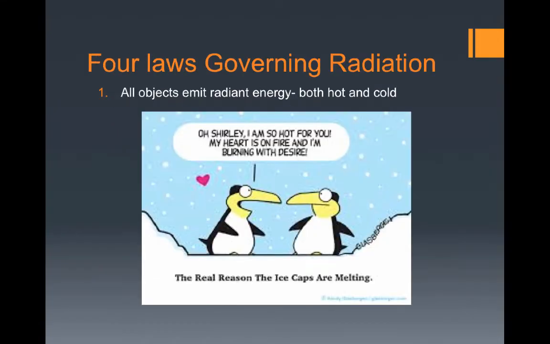There's four laws that govern radiation. So all objects emit radiant energy, both hot and cold. So our ice is emitting radiant energy, or cold waves, off the ice, while our two penguins here are emitting heat energy in all directions off of them.